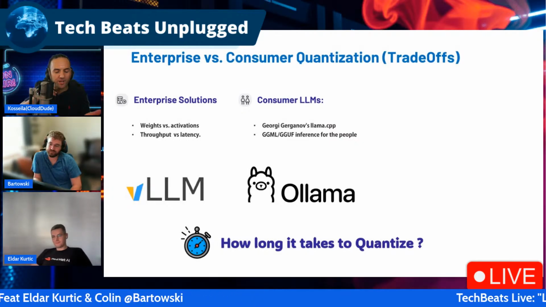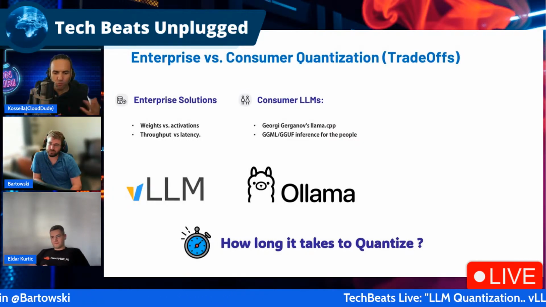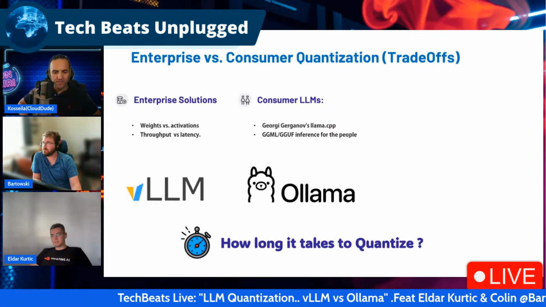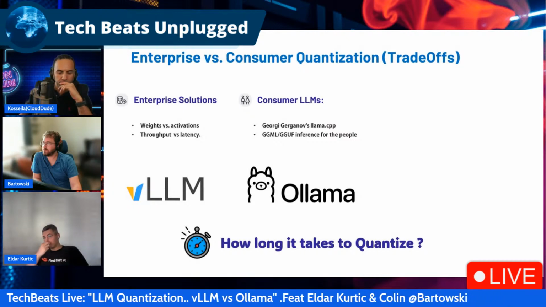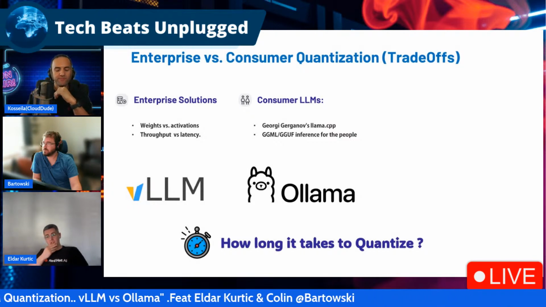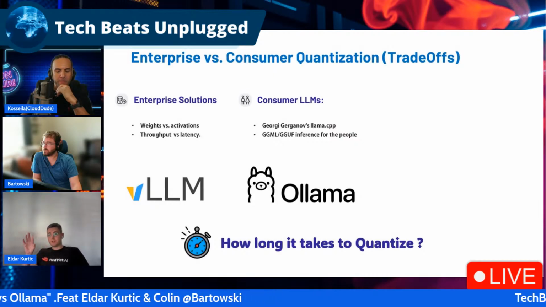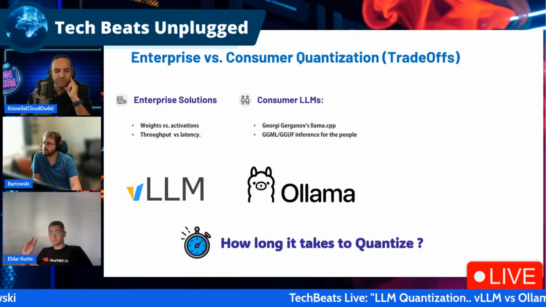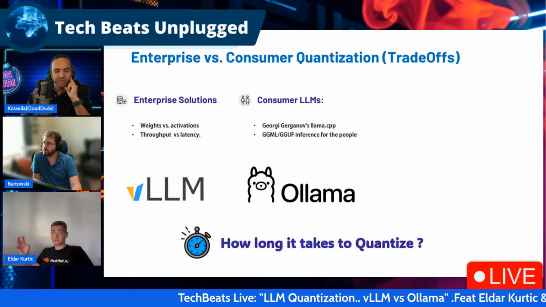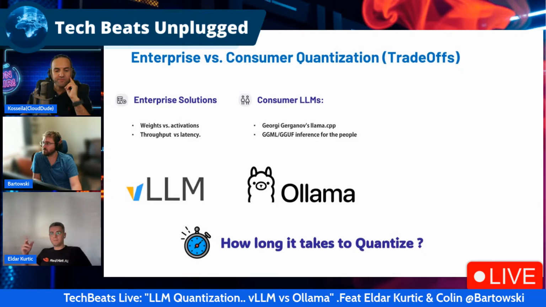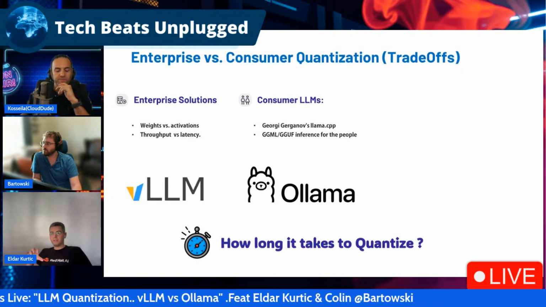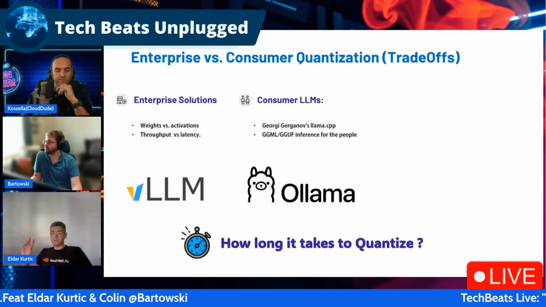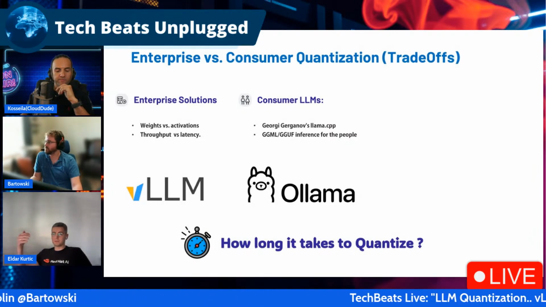I think Eldar with LLM Compressor, what's the average time it would take? It's very similar, except that in our case, usually you do need a GPU. This depends on which quantization scheme you want to do. If you're doing FP8, which is a very accurate quantization, usually you just round to nearest, so we don't need any calibration data. If you want to do int8 or int4, then we usually employ algorithms like GPTQ, SmoothQuant, and so on, which do require passing calibration data through the model.